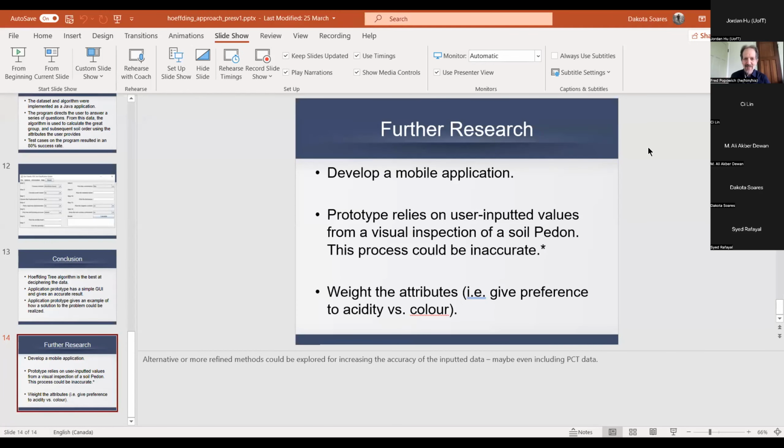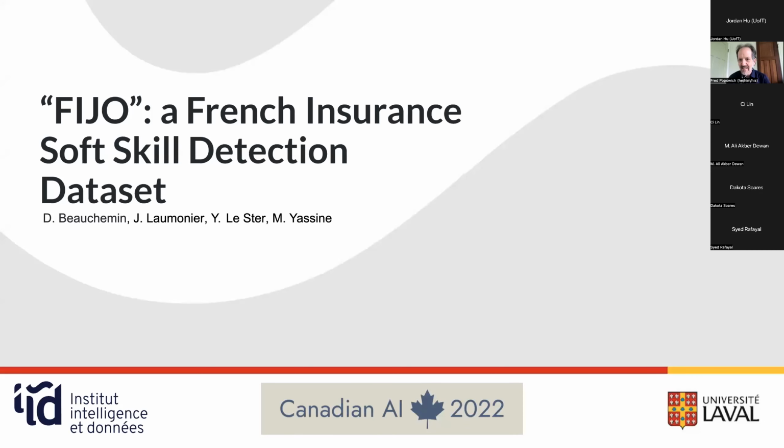Thank you. Great. Thank you very much, Dakota. And thank you very much for finishing exactly on time. Well done there. Yes, you're getting even applause from the back, virtual applause from the background there. So I know you have to head off now. So again, everyone, please save your tough questions for your supervisors who are going to be able to answer them afterwards. We're going to go on to the third paper right now, which is going to be presented by Marwan Yassine. And the paper is entitled FIJO, a French insurance soft skill detection dataset. Et merci Marwan, et c'est à vous maintenant.